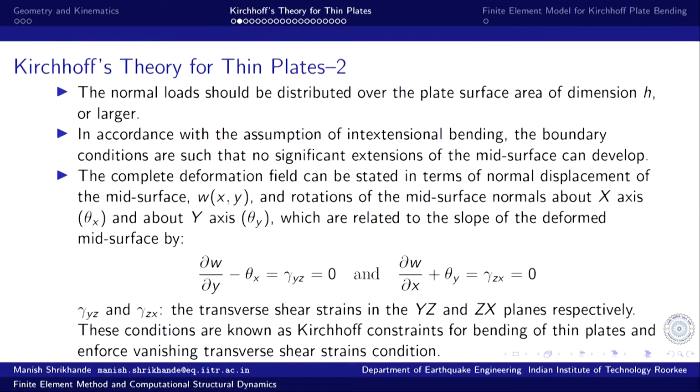Now, the vanishing shear strain. So, there are no shear deformations. So, the complete deformation field can be stated in terms of the normal displacement of the mid surface, that is given as a function of x and y, so W as a function of x and y, and the rotation of the mid surface normals about x and y, so theta x and theta y, multiplied by the lever arm. So, that gives us the deformation.